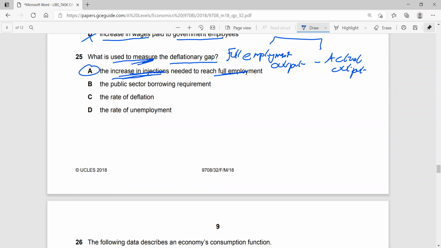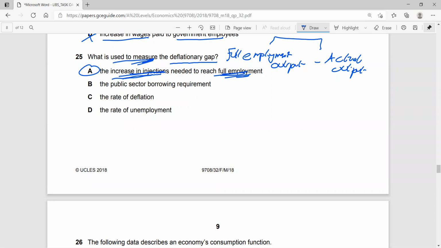So this would be how you can measure it, like the additional amount of injections, where injections are either export revenue, government spending, or investment that you require to reach that full employment output, which you currently are not on.